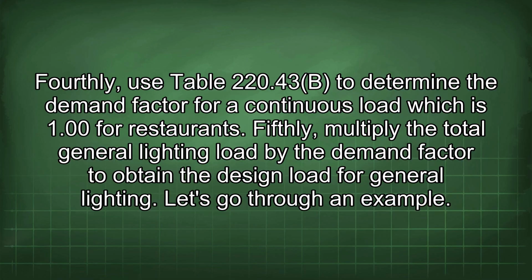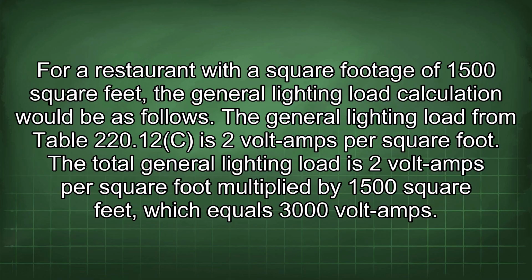Let's go through an example. For a restaurant with a square footage of 1500 square feet, the general lighting load calculation would be as follows. The general lighting load from Table 220.12(C) is 2 volt-amps per square foot. The total general lighting load is 2 volt-amps per square foot multiplied by 1500 square feet, which equals 3000 volt-amps.